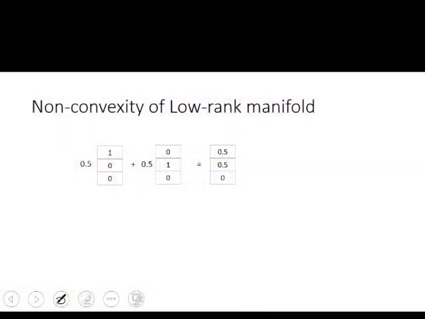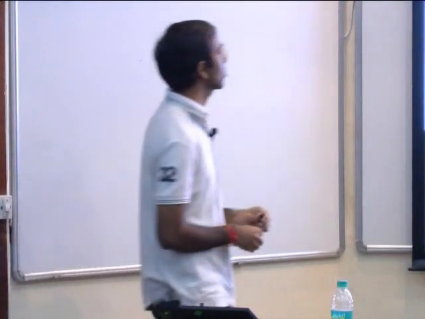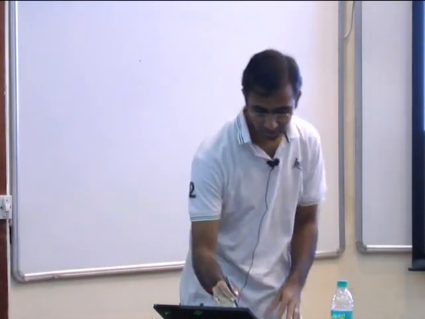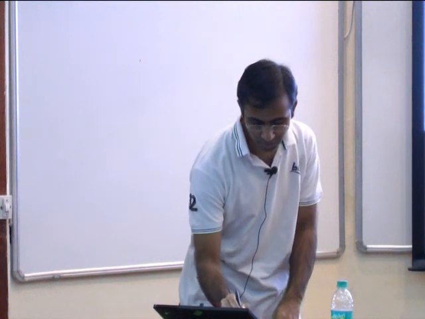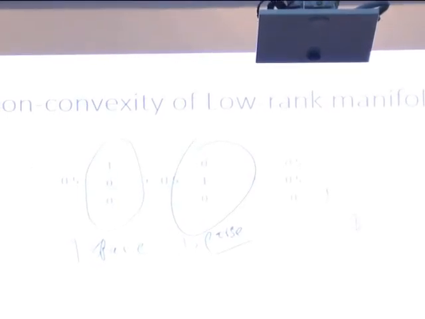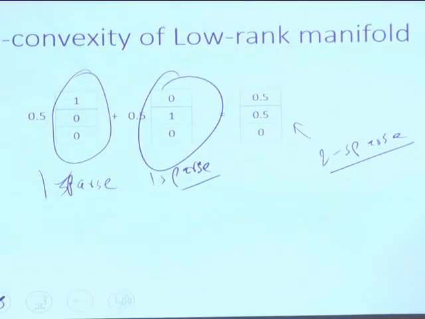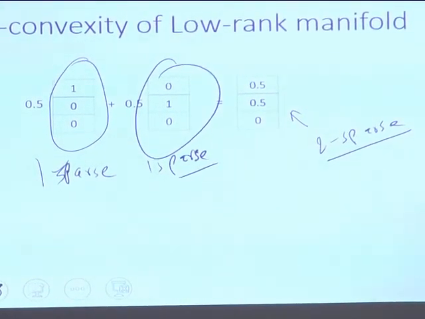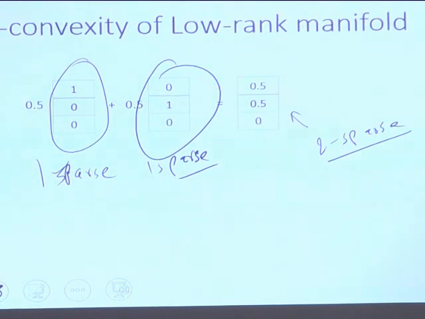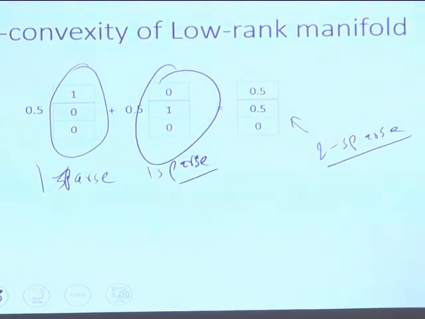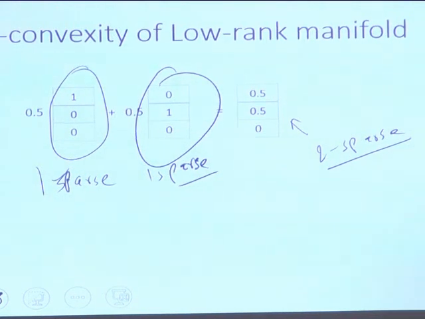So let's quickly look at why this set of sparse vectors is non-convex. You can see that this vector is one-sparse, and similarly this vector is also one-sparse. But if you take an average of them, you get this vector which is two-sparse, or has two non-zeros. So you are taking the average of two vectors which belong to the set of one-sparse vectors, but just by taking an average you have gone out of the set. So it's a non-convex set.